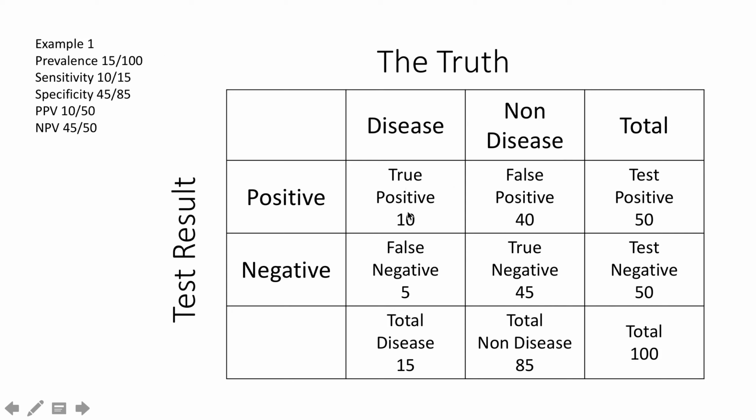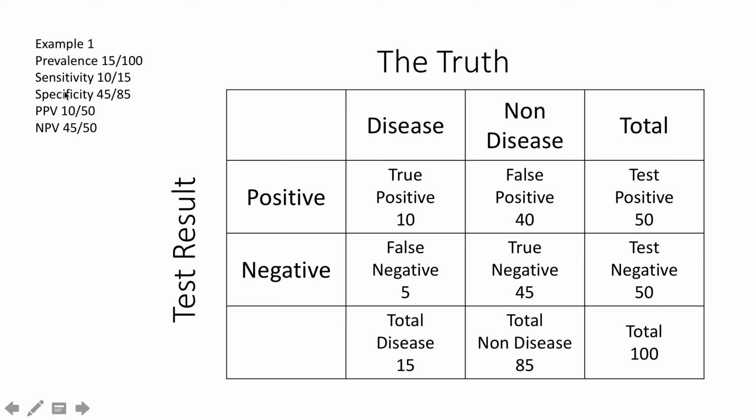The prevalence of the disease is going to be 15 out of 100, so the total number of diseased divided by the total. So that's a low prevalence disease in this specific example. The sensitivity of the test is 10 divided by 15, so it is the number of true positives to the number of total diseases here. So 10 out of 15 is 67%. Check on my little phone calculator here.